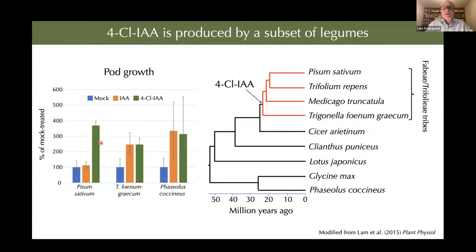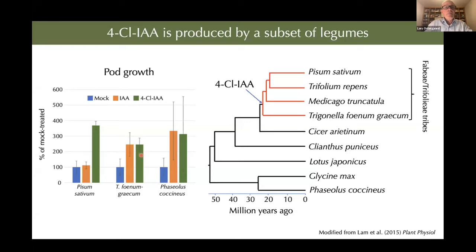We find it very interesting also that by understanding how the 4-Cl-IAA functions, we will need to separate the biosynthesis of this hormone from its ability to signal the growth of the pods. So for instance, Trigonella foenum-graecum, also known as fenugreek, the spice, belongs to this clade. So they produce 4-Cl-IAA, but you can see in the graph on this side over here that they're not able to differentiate between the normal auxin or the auxin variant, the IAA or the 4-Cl-IAA.